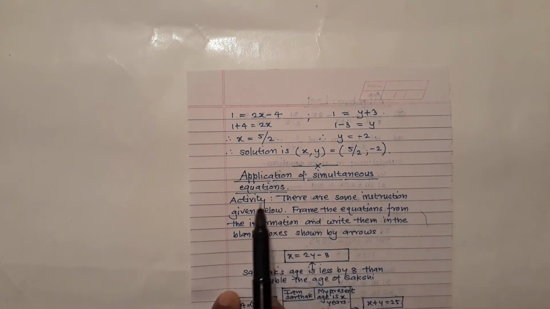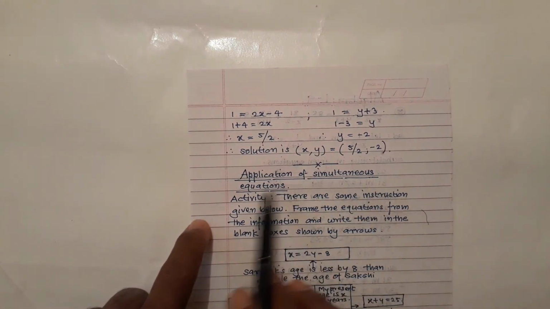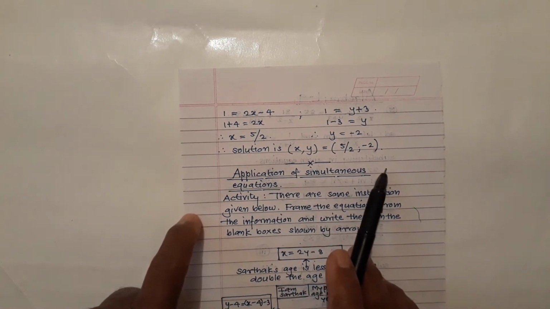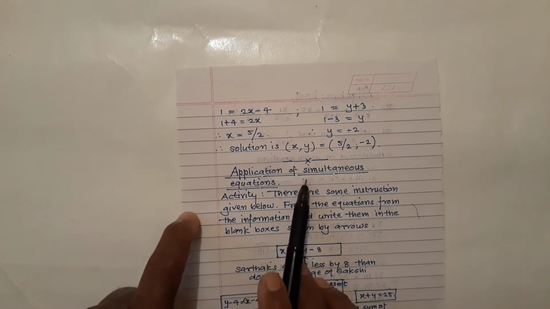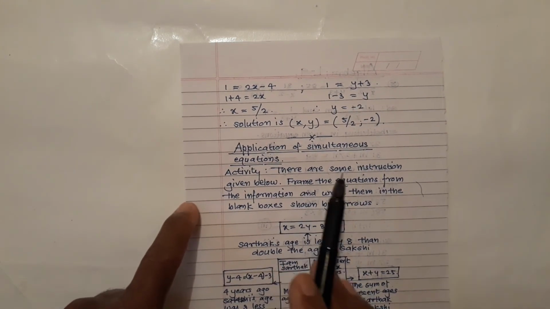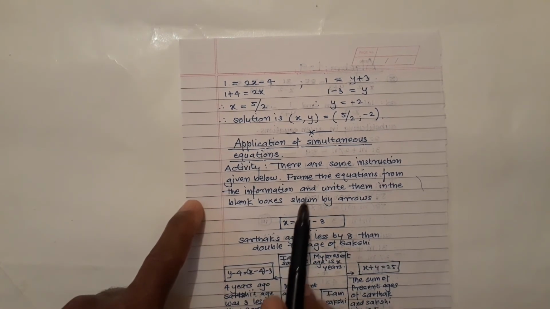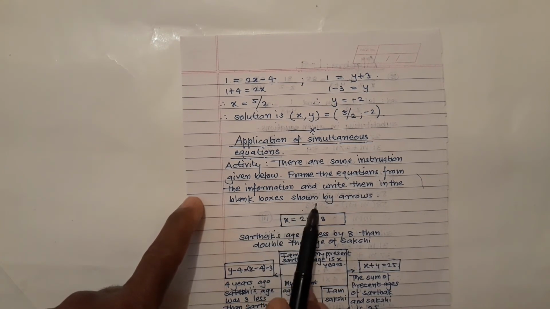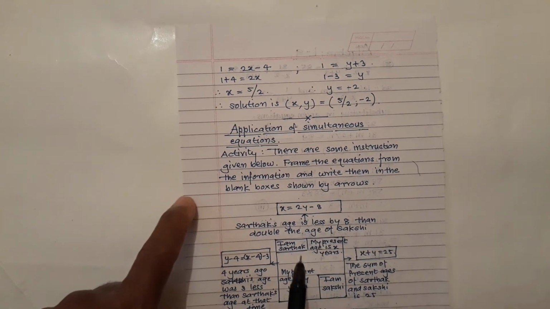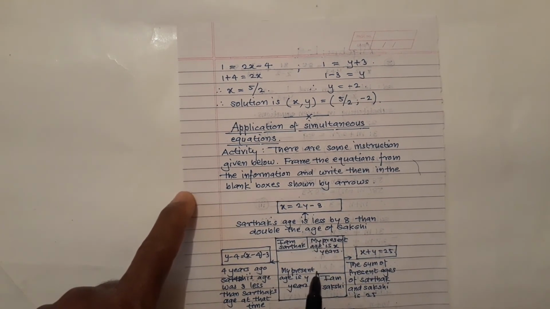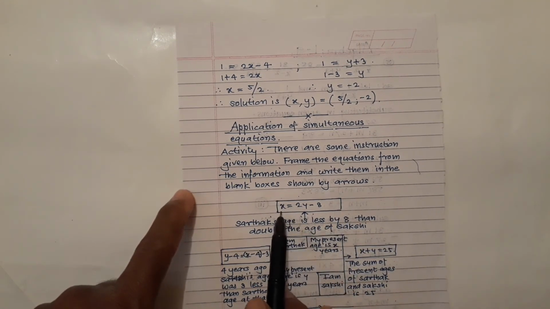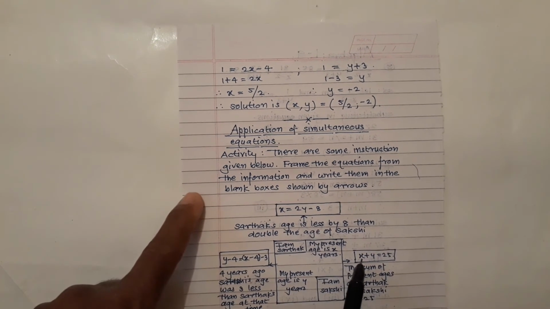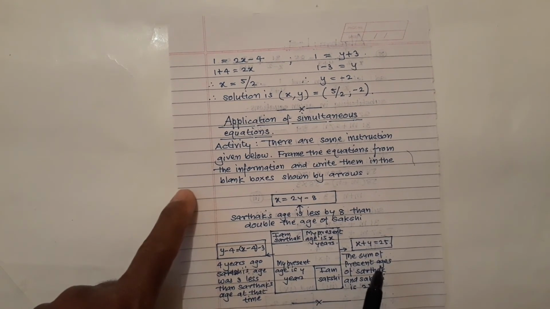Then I will explain some other topic, that is application of simultaneous equations. In day-to-day life, if you want to find some values, you can use simultaneous equations. Here one activity is given, with some instructions below: frame the equations from the information and write them in the blank boxes shown by arrows. The information is given in this box, and this is one empty box, here you have to fill. Similarly, this is an empty box, this is an empty box, and some conditions are given.